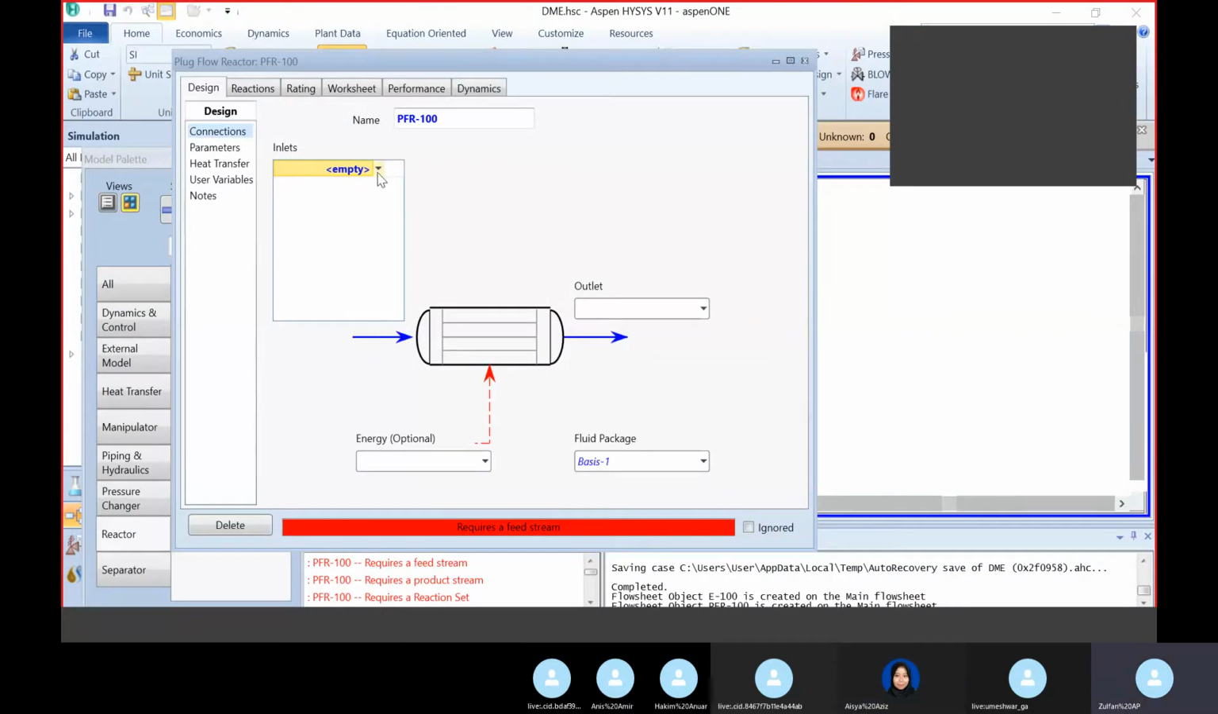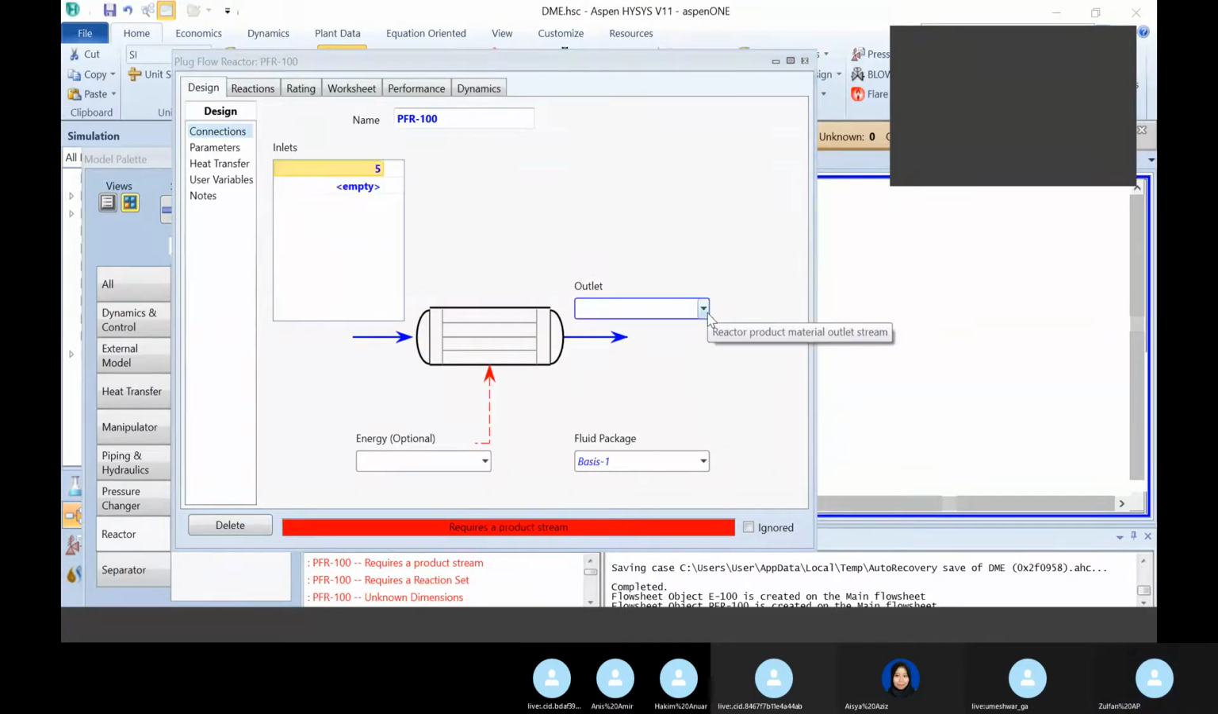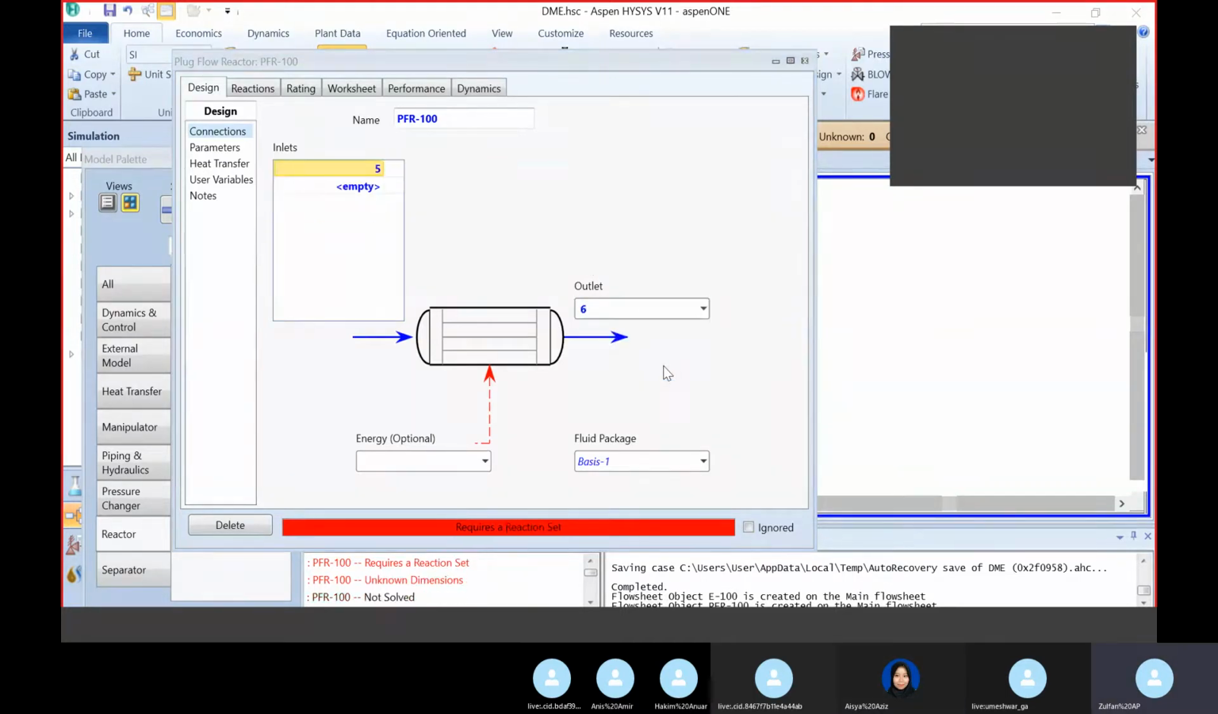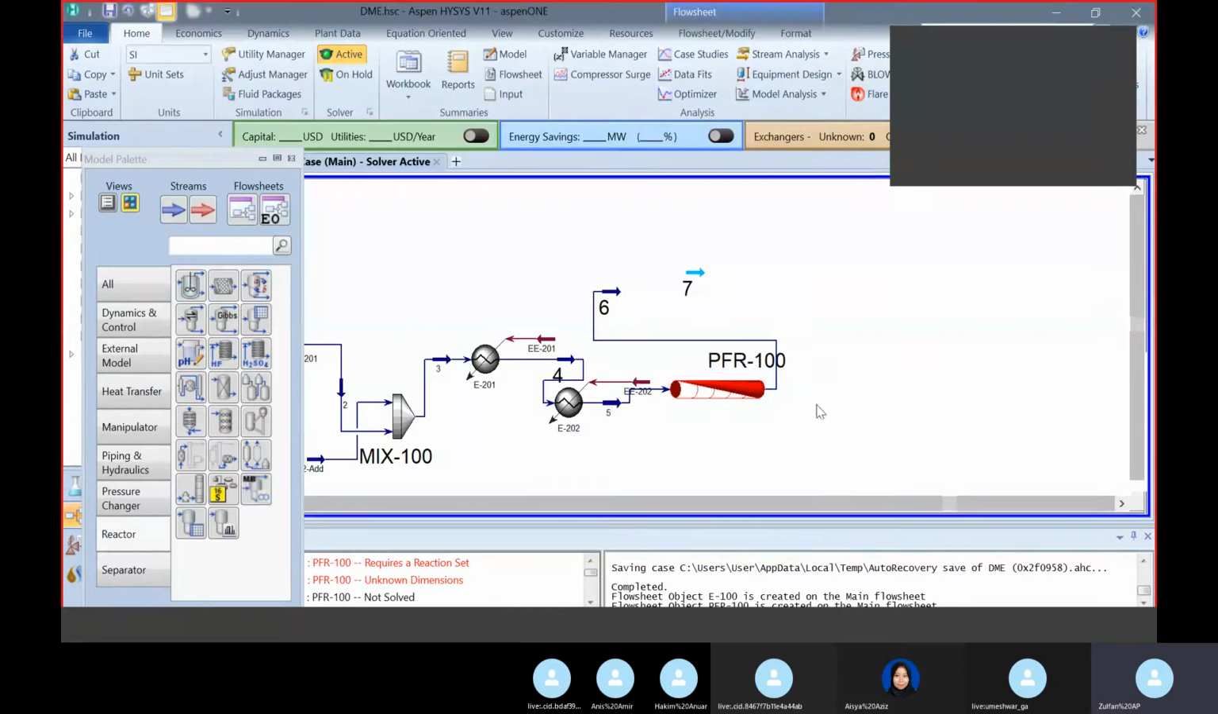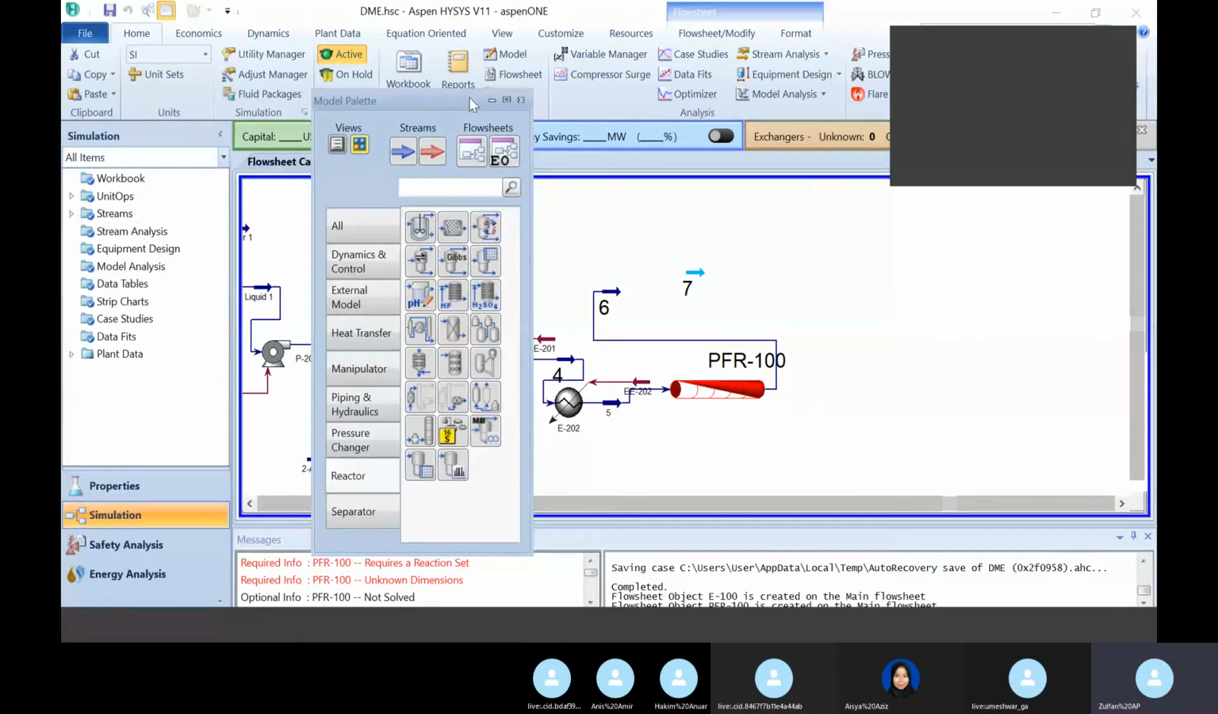Number 5. That's number 6. Now it says here it requires a reaction set, so we have to define the reaction. So we go to the reactions, and then that reaction set is nothing. So we close this window, and then we go to the left. There is this reaction setup in the palette.